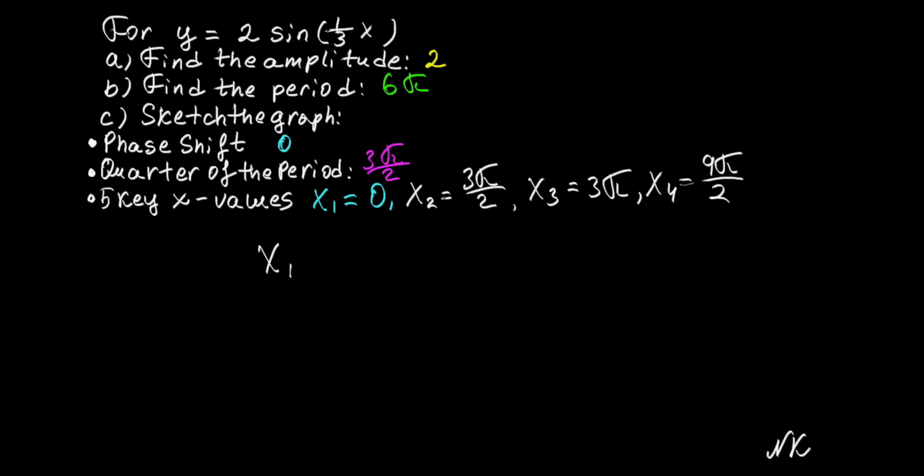The next, x5, can be calculated by taking the previous x4 and adding a quarter of the period to it.